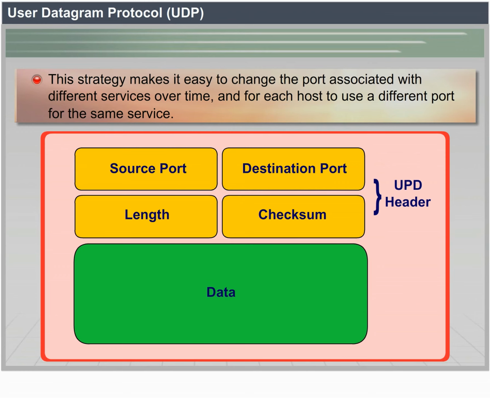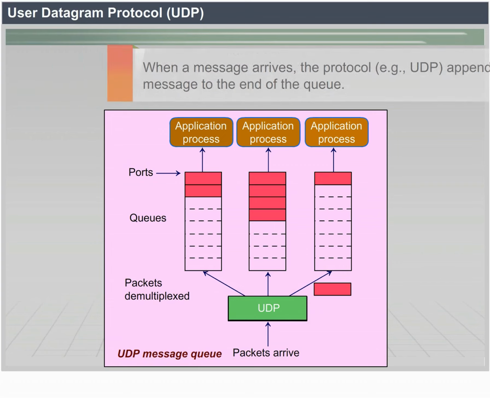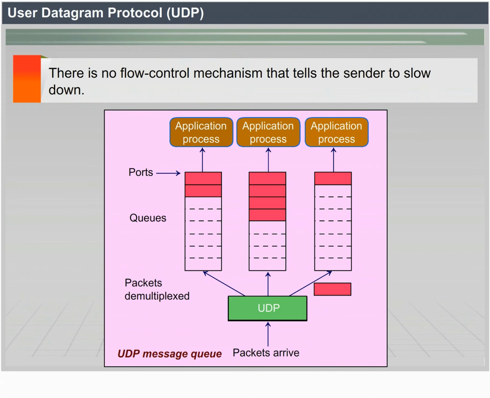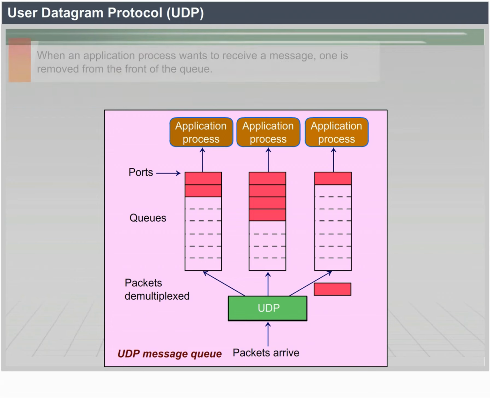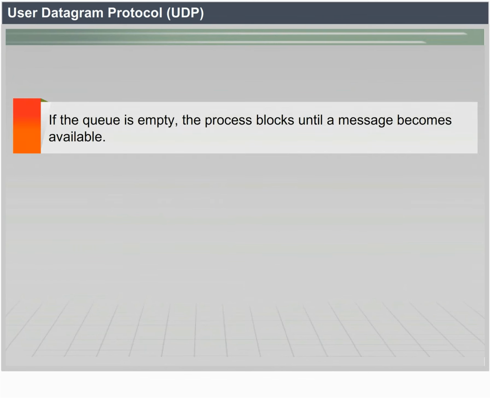When a message arrives, the protocol, for example UDP, appends the message to the end of the queue. Should the queue be full, the message is discarded. There is no flow control mechanism that tells the sender to slow down. When an application process wants to receive a message, one is removed from the front of the queue. If the queue is empty, the process blocks until a message becomes available.